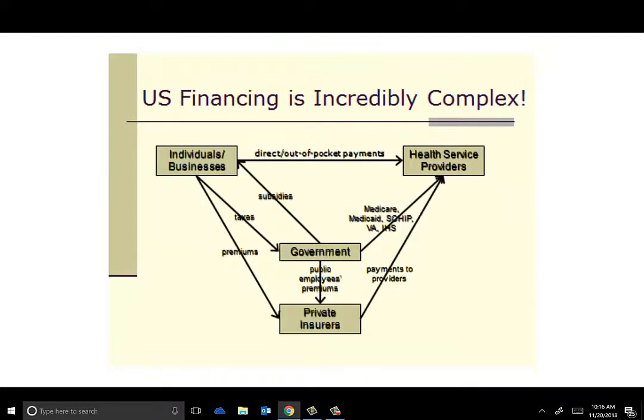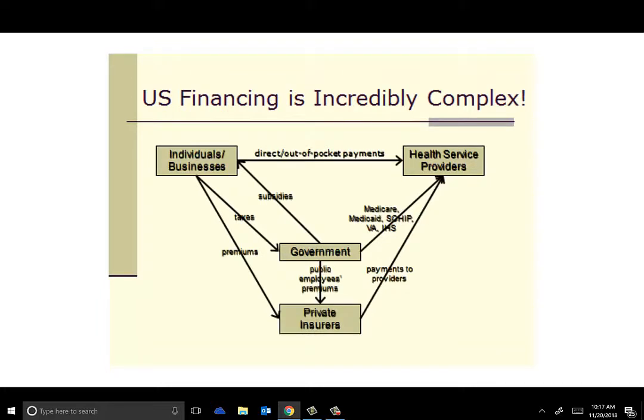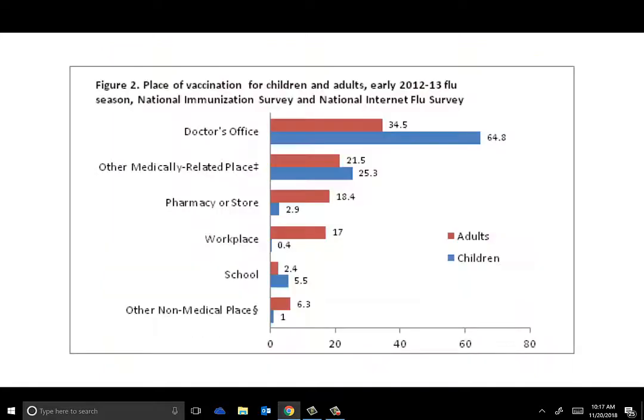Our financing is incredibly complex, so you can see how we pay. There are out-of-pocket payments that we spend to providers, but also subsidies from governments to individuals and to the healthcare providers. Our taxes go to the government and pay for things like Medicare and Medicaid. We pay premiums. You can just look at this and see how wild and complicated the U.S. financing of healthcare is versus a single universal healthcare model, right, where you just pay taxes to the government and then the government pays the providers. That has a lot of costs built into it. All this complexity costs a lot of money. Think about all those papers moving back and forth in the video that we watched.